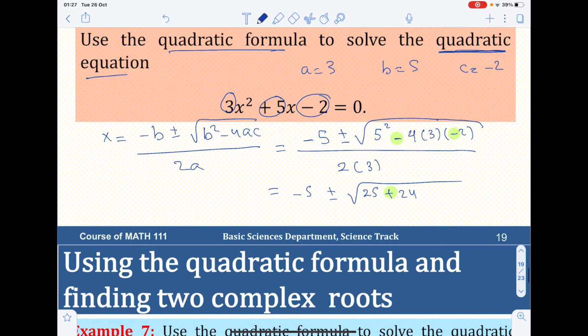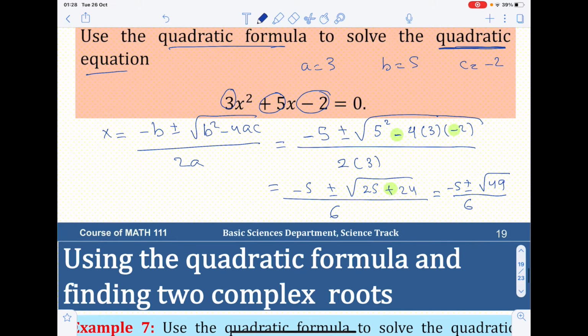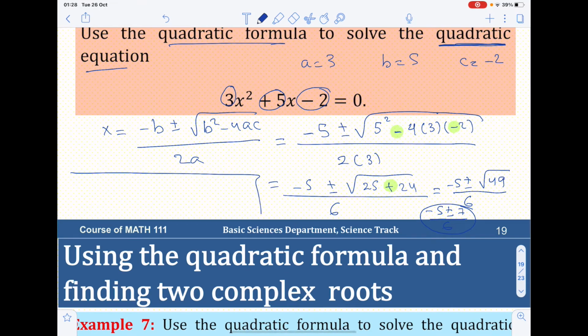Over 2 times 3, which is 6. So now we have negative 5 plus or minus the square root of 49 over 6, and this would be negative 5 plus or minus 7 over 6. So I'm going to write it over here. Negative 5 plus or minus 7 over 6.